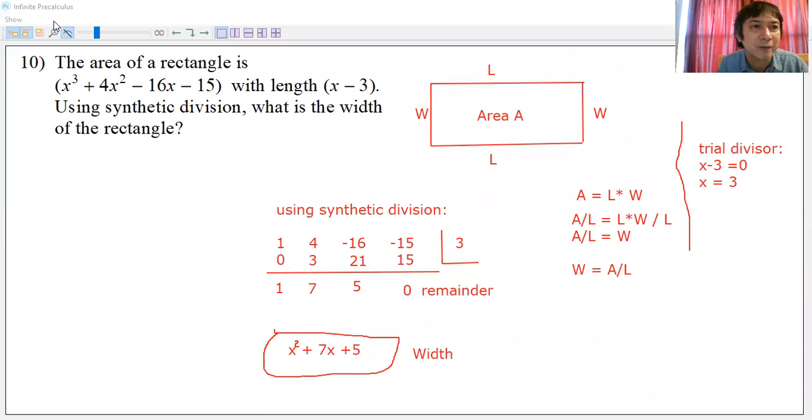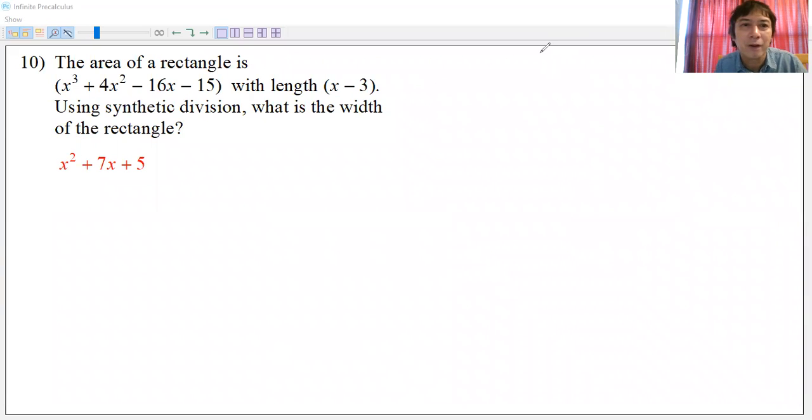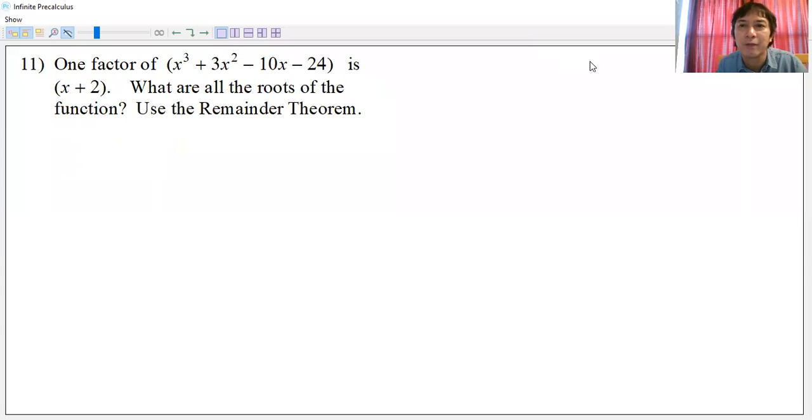Let's see. It's x squared plus 7x plus 5. Okay, there's the confirmation. All right, and this must be correct. So that goes to our number 10. Let's see if we still have more. Let's check on number 11. Here's number 11.